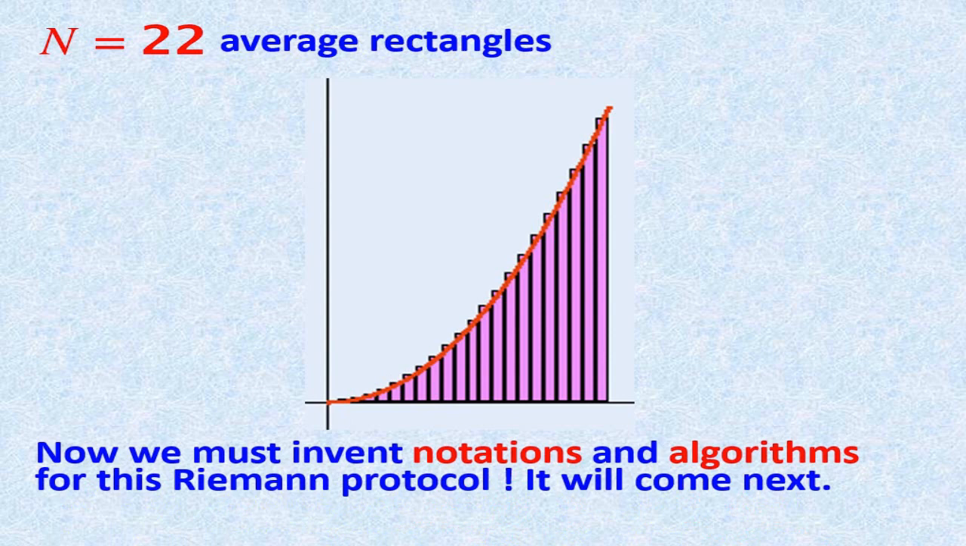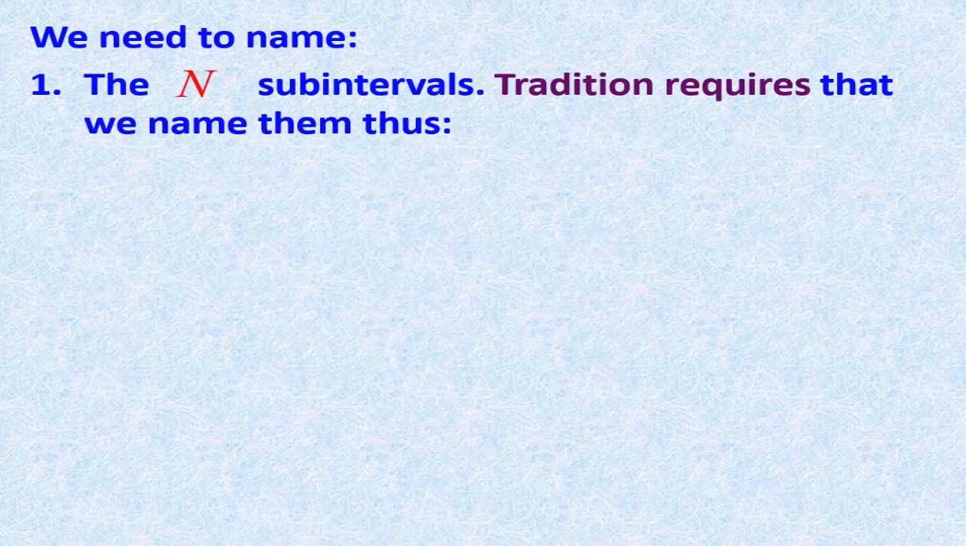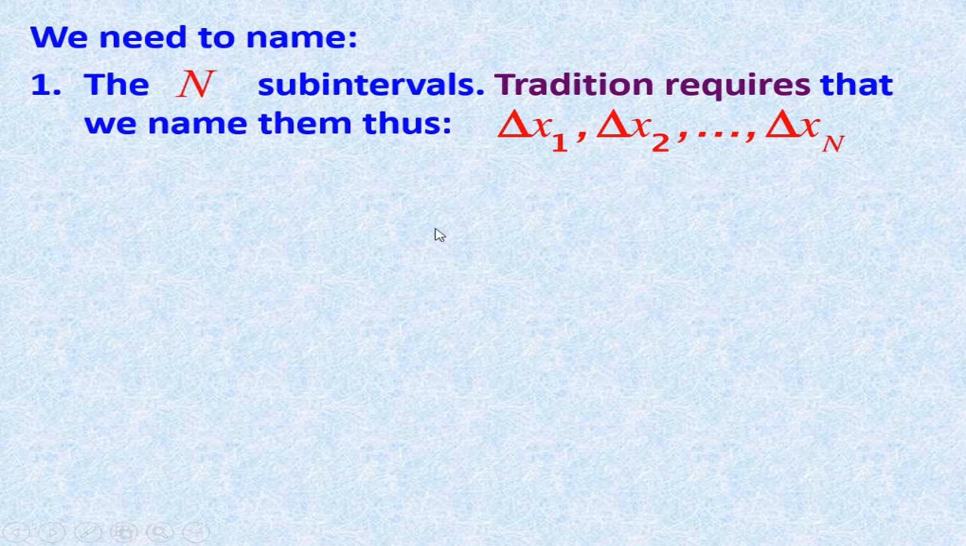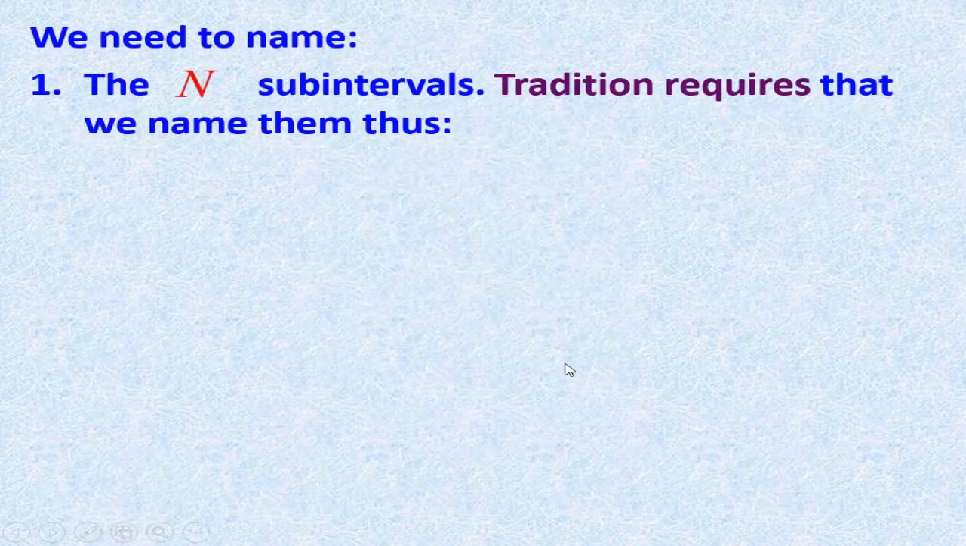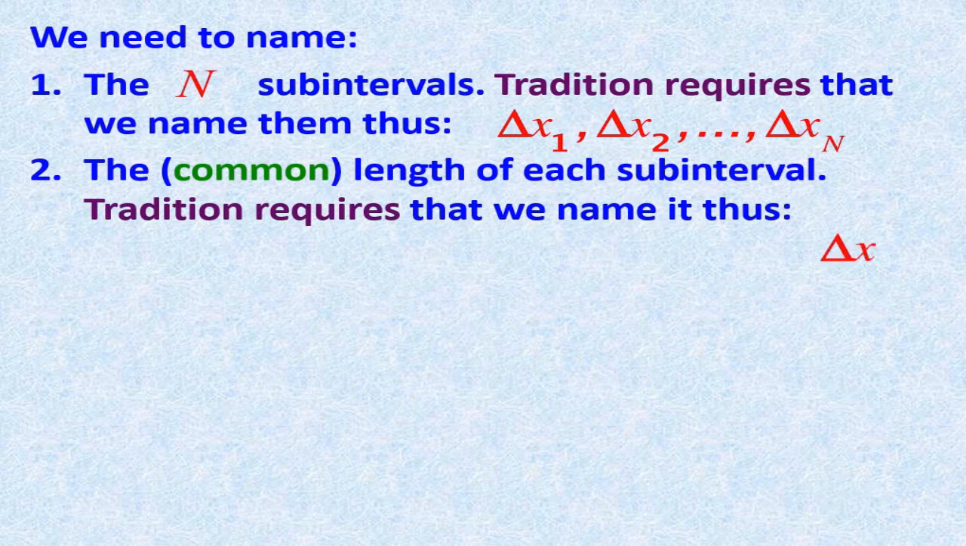Now, we must invent notations and algorithms for this Riemann protocol. It will come next. So, we need to name. The first is the n subintervals. Tradition requires that we name them thus. Our intervals: the first rectangle is change in x sub 1, change in x sub 2, up to change in x sub n. And these rectangles will have the same length. Why? If we look at it, we subdivide this, so the length here is the same as here. They only differ in width or height. So the length is what we call change in x, the one at the bottom.